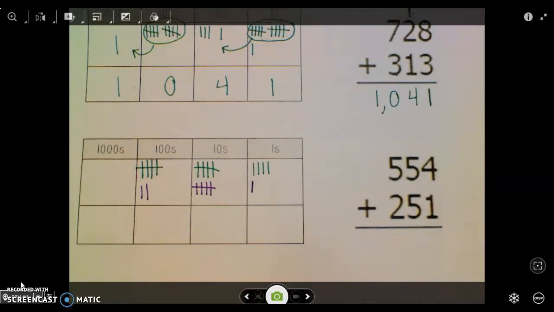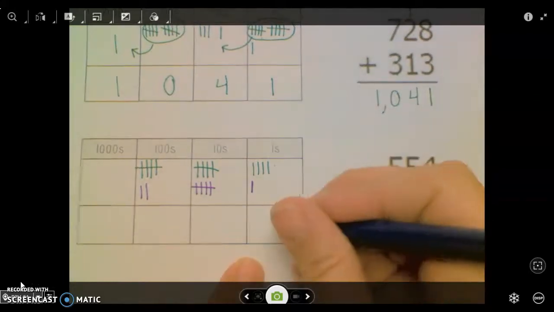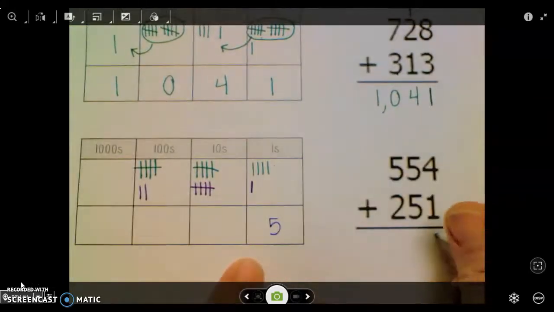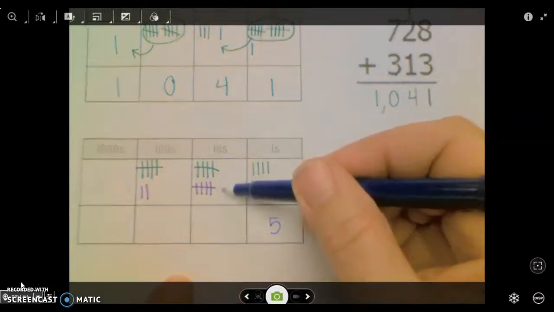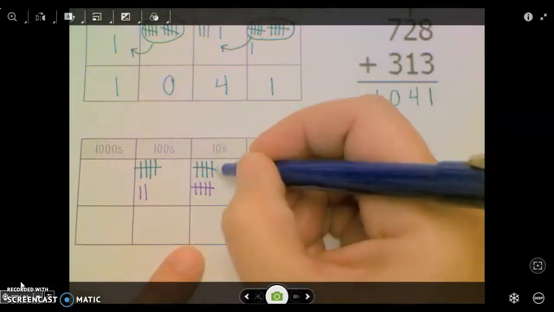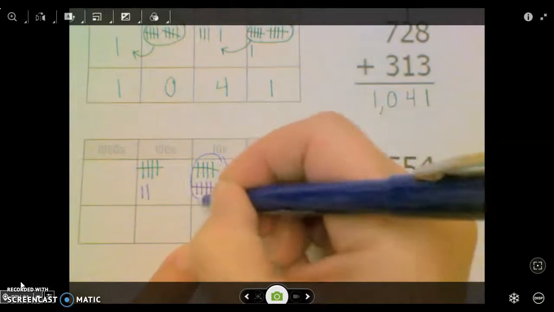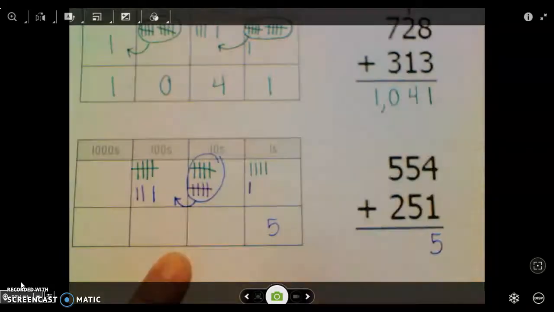If I look over in my problem, and I'm going to do the traditional, I'm going to show you what it looks like in the place value chart. I have 4 plus 1. So I have 4 plus 1, and I get 5. So I put my 5 in the place value chart. Next, I have 5 plus 5. Well, here I have 5 plus 5. That gives me 10. I can't put a 10 here. So I'm going to group my 10 together, regroup it as a 100.